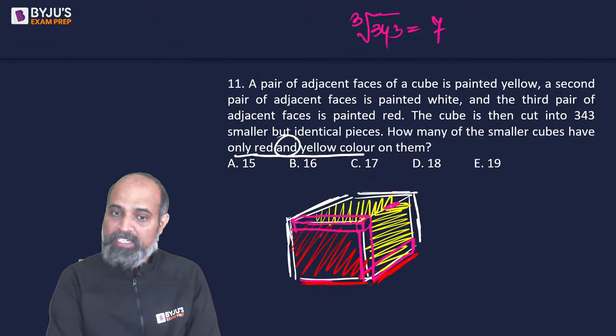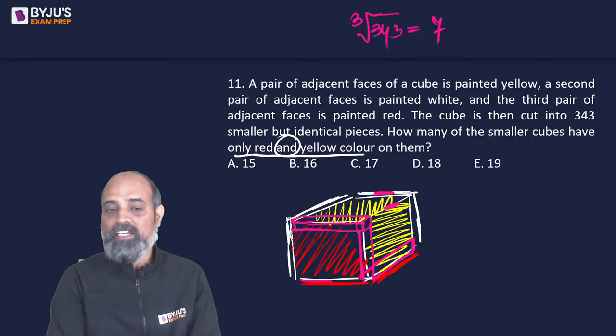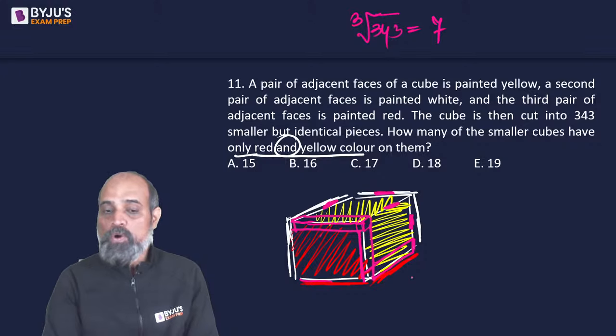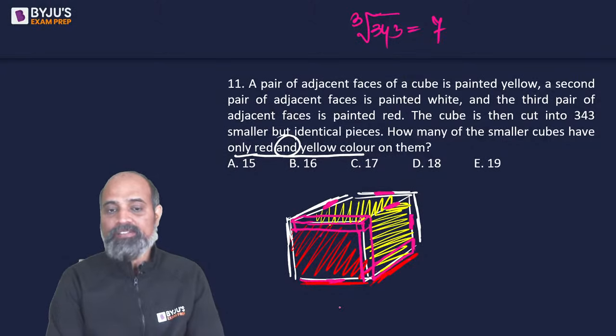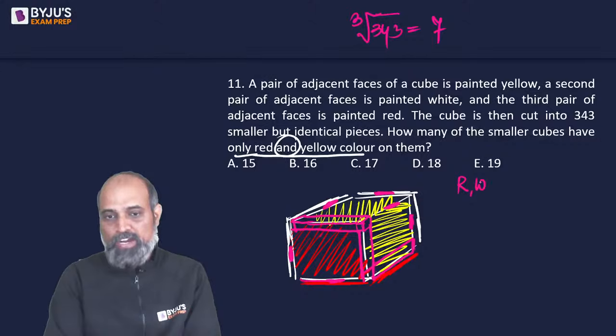This one is going to be yellow and yellow. This one is white and yellow. This one is white and yellow. This one is white and yellow. Right? This one is red and red. This one is red and white. So, look, we have red, white and yellow.